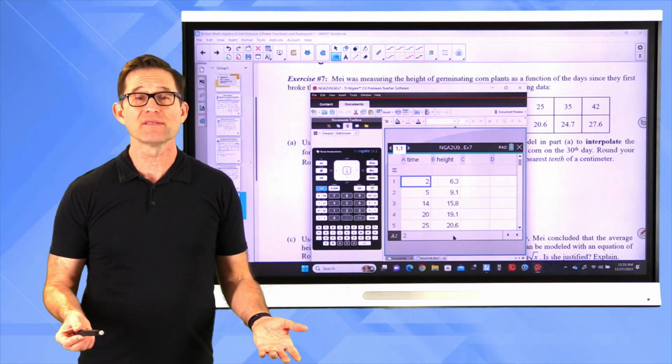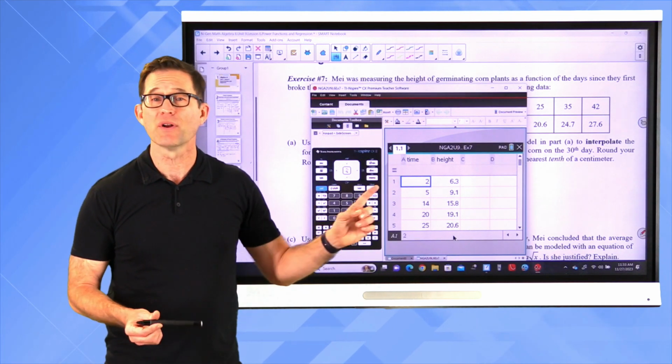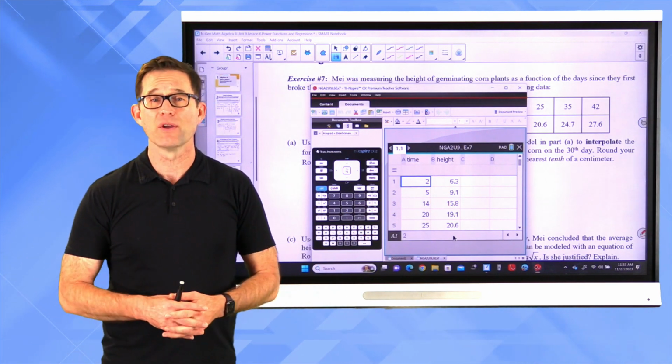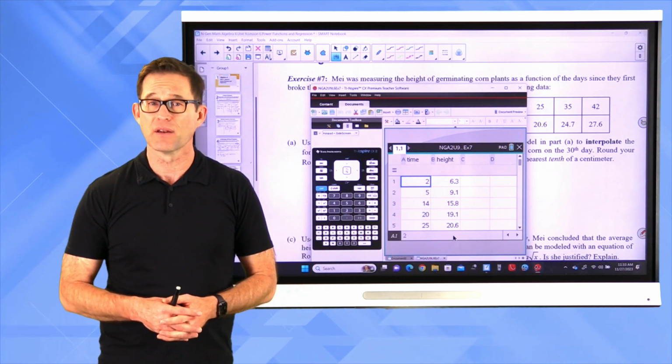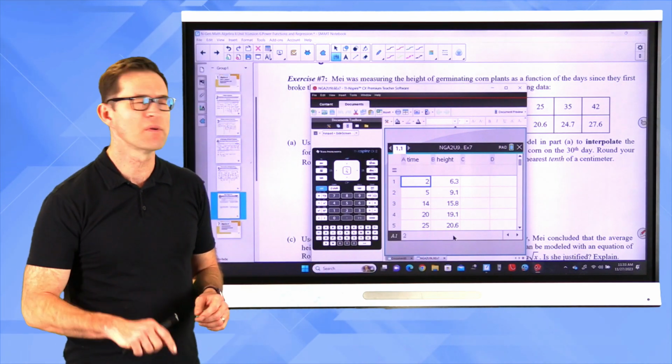Because if you're doing this, let's say, on a very high-pressured state exam, and you put a single one of these numbers in incorrectly, then the regression equation that you get out at the end is going to be incorrect. All right, but I checked these over repeatedly, so we should be good to go.